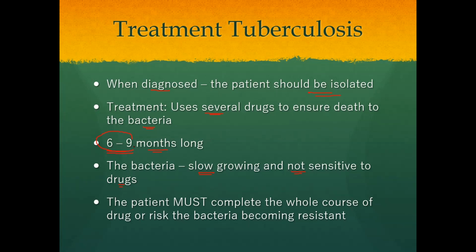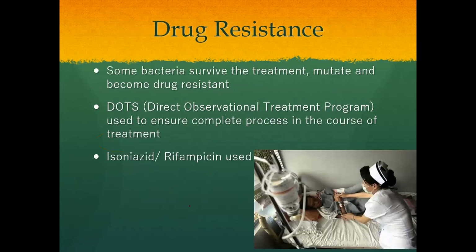Otherwise, what will happen if the person takes the medicine for a month, feels better and stops taking the medicine? The bacteria will become resistant. So the patient needs to complete the whole course. For this, a DOTS program has been introduced. DOTS stands for Directly Observed Treatment Program. Someone needs to constantly ensure that the person who has TB is actually taking the drugs or medicines regularly. This is known as DOTS, the Directly Observed Treatment Program, right?